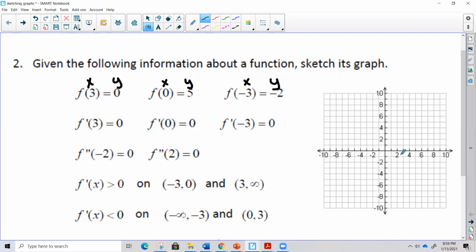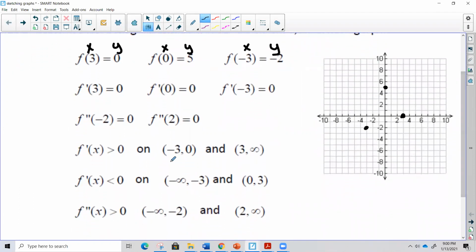So I'm going to plot when x is 3, y is 0. So a point here. When x is 0, y is 5. And when x is -3, y is -2. So those are 3 points I definitely know my graph has to go through, but I don't want to just connect them because I don't know what it looks like otherwise. So the other information is going to help me know where my graph is decreasing or increasing, and where it changes concavity.